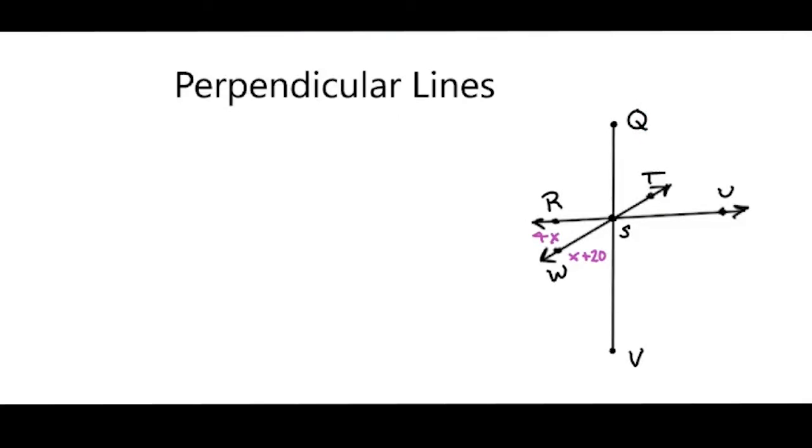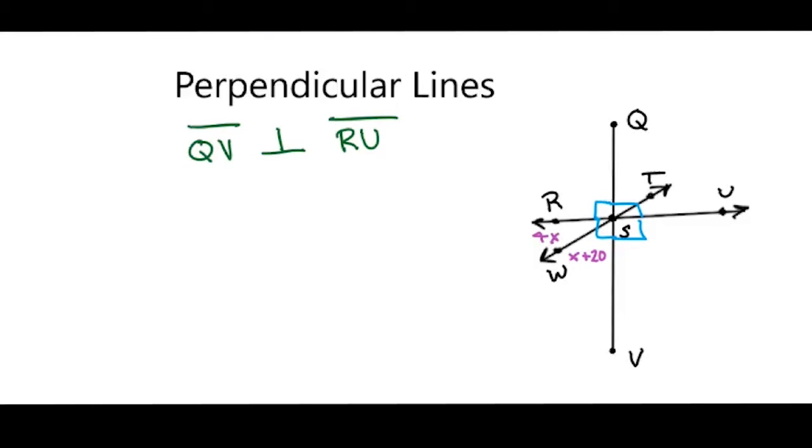Hello again. Today we're going to use perpendicular lines to find the measure of angles. So we have a figure here that uses lines and line segments. And I'm going to tell you that line segment QV is perpendicular to line RU. All right. So that means that this is a right angle. And what that also means is these are all right angles. So they all form 90-degree angles.